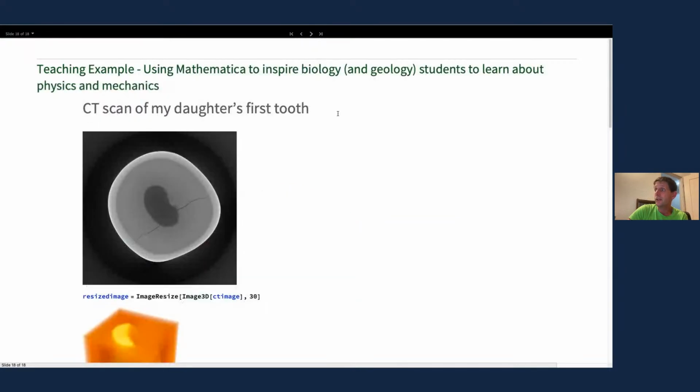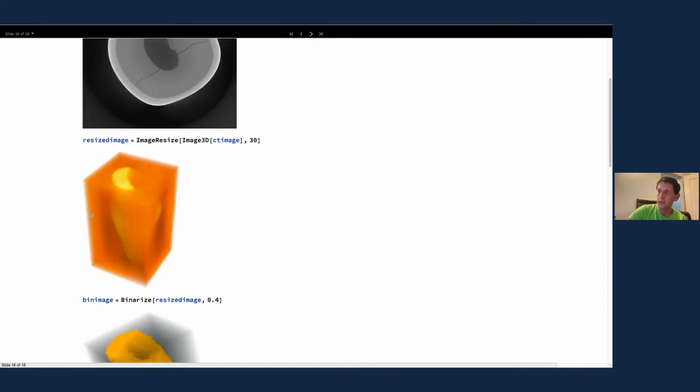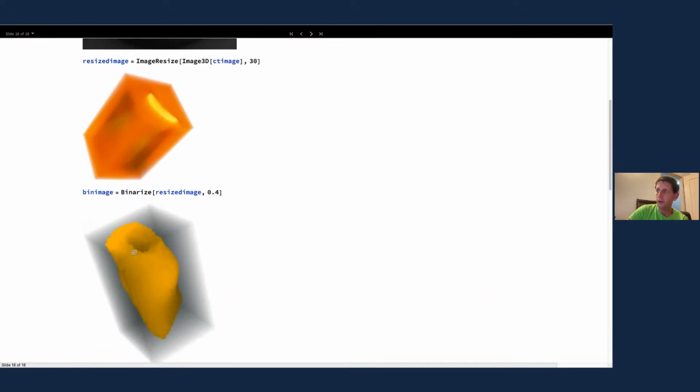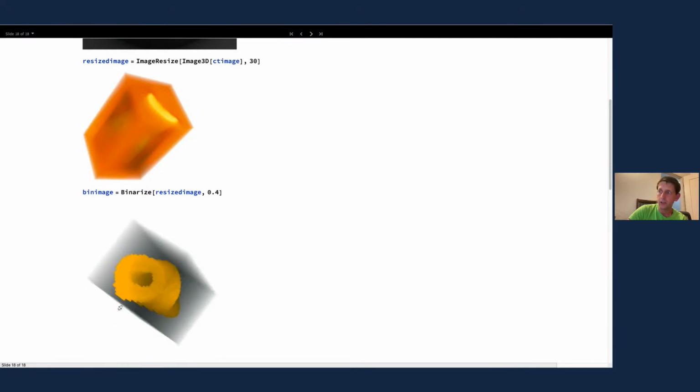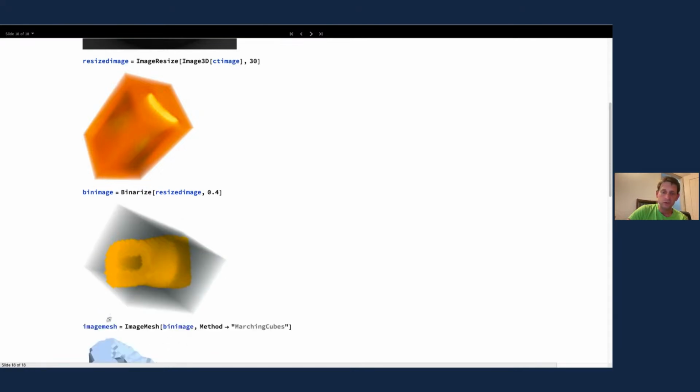And as the final example here, what we have is a slice of a CT scan of one of my daughter's first teeth. You can see the enamel on the outside, you can see the dentine on the inside. We can take this and resize it, again using built-in functionality, to have a three-dimensional model, which we can then binarize according to various values. So here we now have material, which is just ones and zeros. We haven't yet managed to fully automate this for different material properties, but I think this is doable and possible.